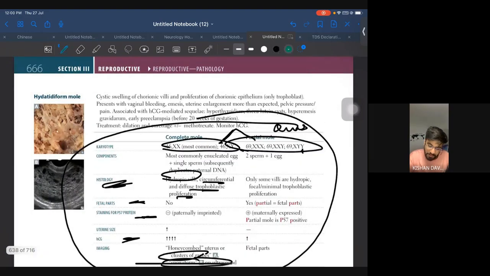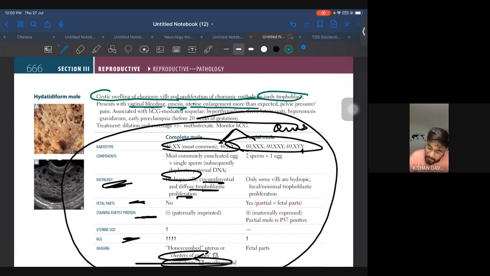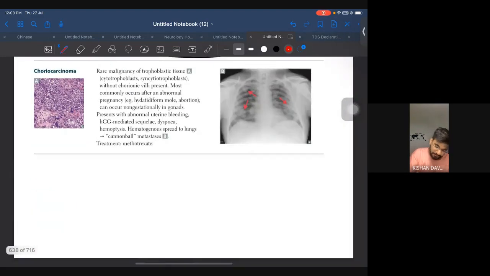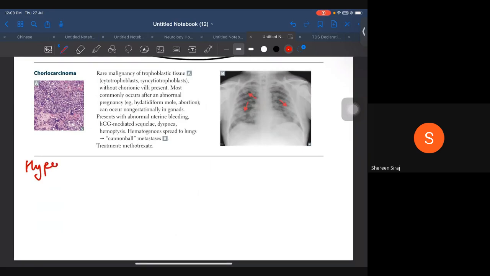Let's just see what information is given. Cystic swelling of chorionic villi and proliferation of chorionic epithelium, only trophoblast. Present with vaginal bleeding, emesis, uterine enlargement more than expected, pelvic pressure, pain. Associated with HCG-mediated sequelae, that is hyperthyroidism, hyperemesis gravidarum. Now, what is hyperemesis gravidarum? Excessive vomiting.